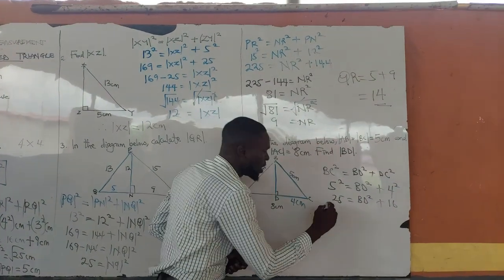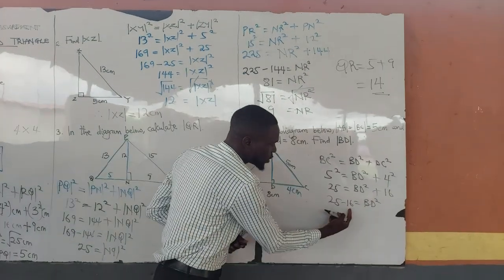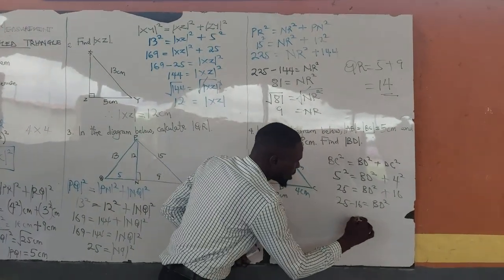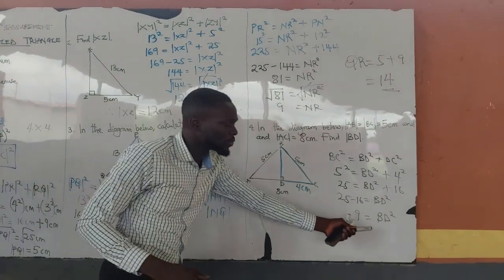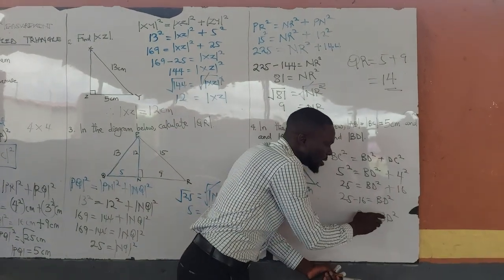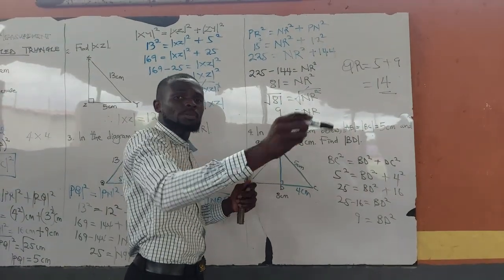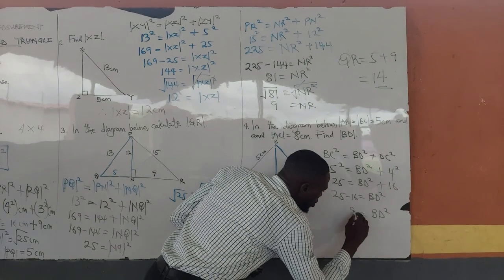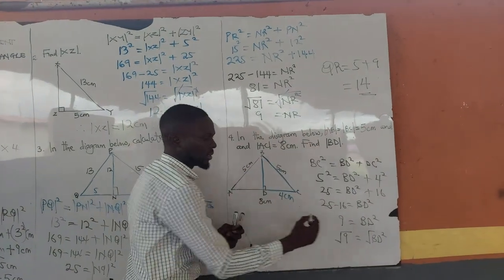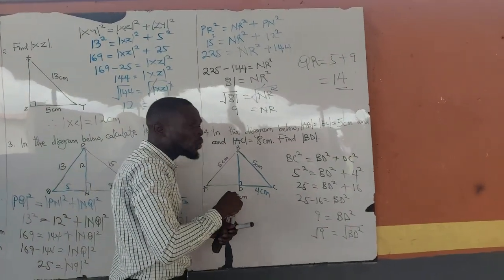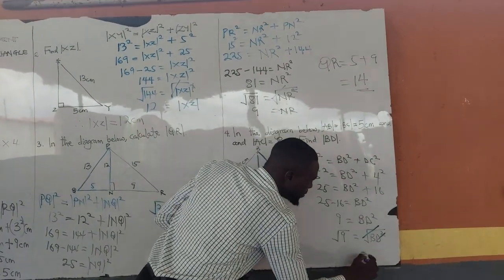Now we group like terms. So 25 minus 16 is equal to BD squared. If you subtract, what are we getting? We are getting 9 is equal to BD squared. Now what do we do from here? We want BD, but there is a square on BD. So what do we do? Square root both sides. So this is going to give me the square root of 9 is equal to the square root of BD squared. So the square root will cancel out the square, leaving behind BD.